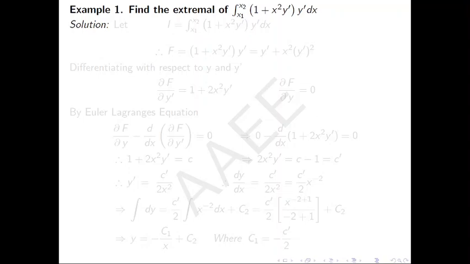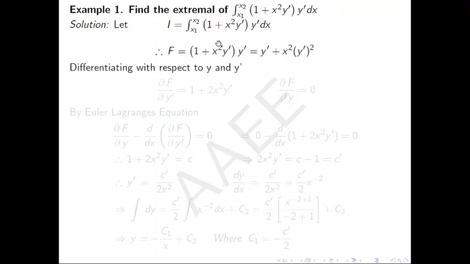problems on these extremals. First problem: find the extremal of the integration from x1 to x2 of (1 plus x square y dash) y dash. Solution: let us take the integral I is equal to the integration from x1 to x2 of (1 plus x square y dash) y dash with respect to x. Let us take whatever is inside the integral as f.